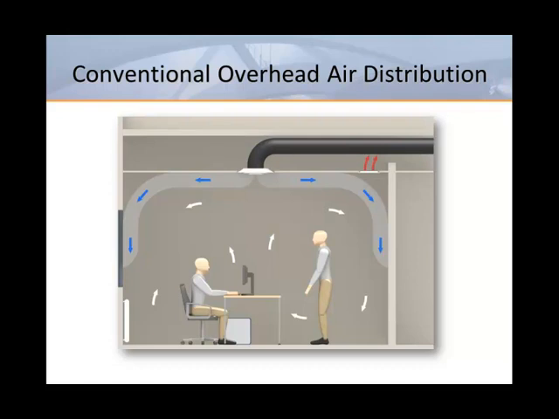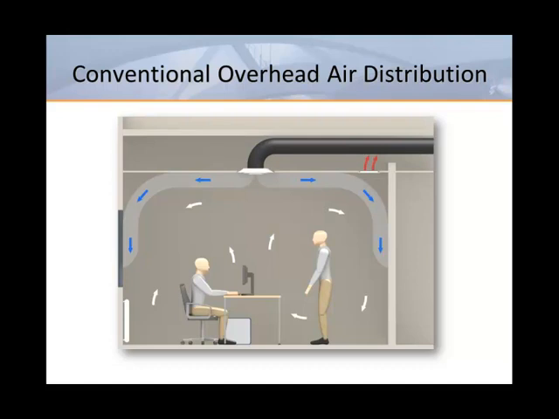The induction created by the outlet discharge jet results in room air motion. This so-called secondary air motion is due to the entrainment of room air into the supply jet where mixing occurs. Ideally, an overhead system results in fully mixed air throughout the occupied zone with minimal temperature stratification.